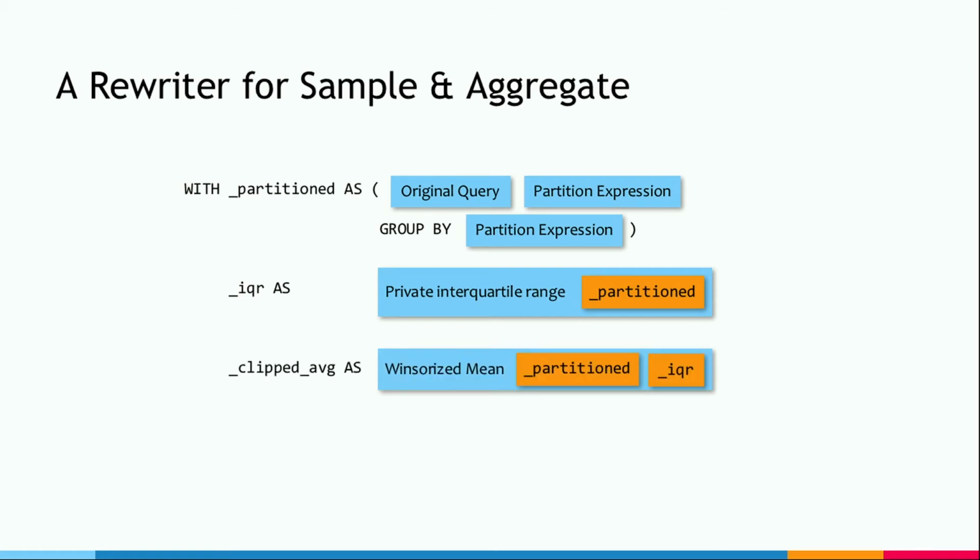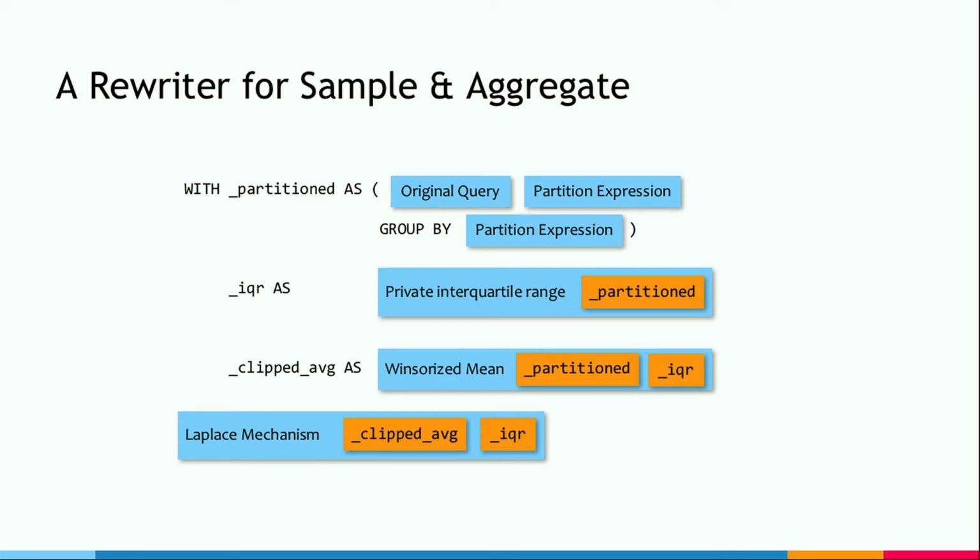We're going to do the same thing for the actual averaging. We use an algorithm called Winsorized mean, which clips outliers and then takes the average. Again, you just implement the algorithm once, and then you inline it into every query that uses the mechanism. At the end, we add noise to that average, scaled to the effective sensitivity of this query, which we can get from the interquartile range.